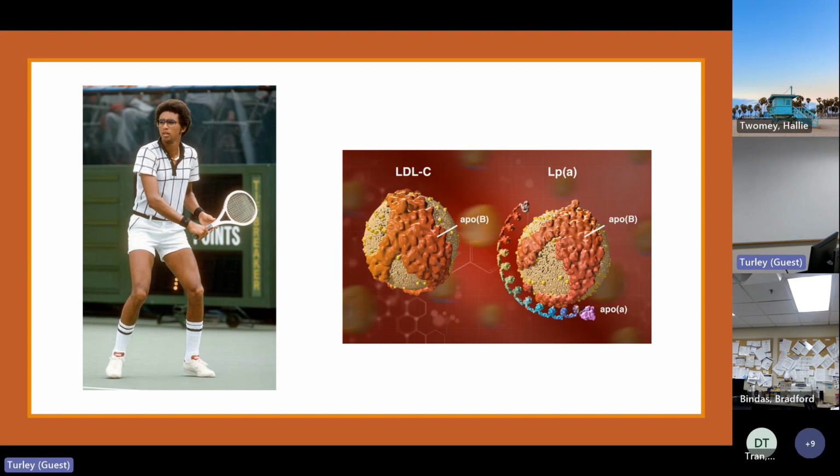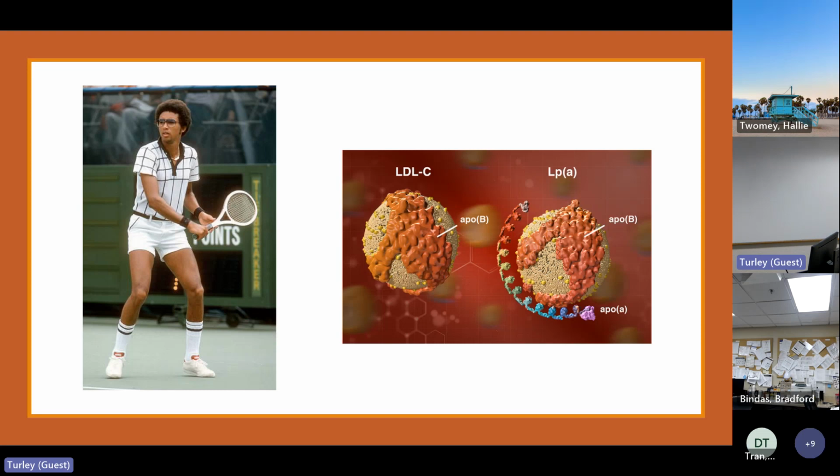This is more common than familial hyperlipidemia. You're going to see this in about 1 in 5 to 1 in 6 of your patients. It is genetic. So every single one of your patients, you should check a lipoprotein little a at some point in their life. I usually tell patients that probably 20s, 30s is when you should start thinking about checking it.